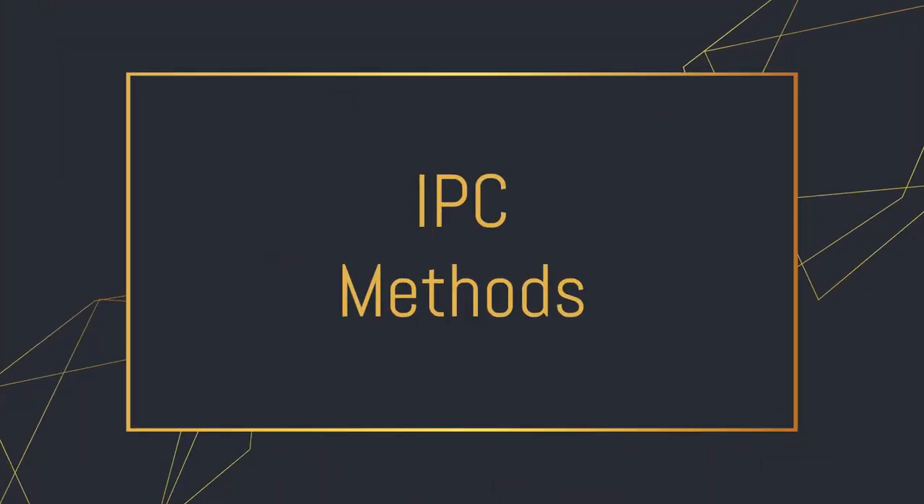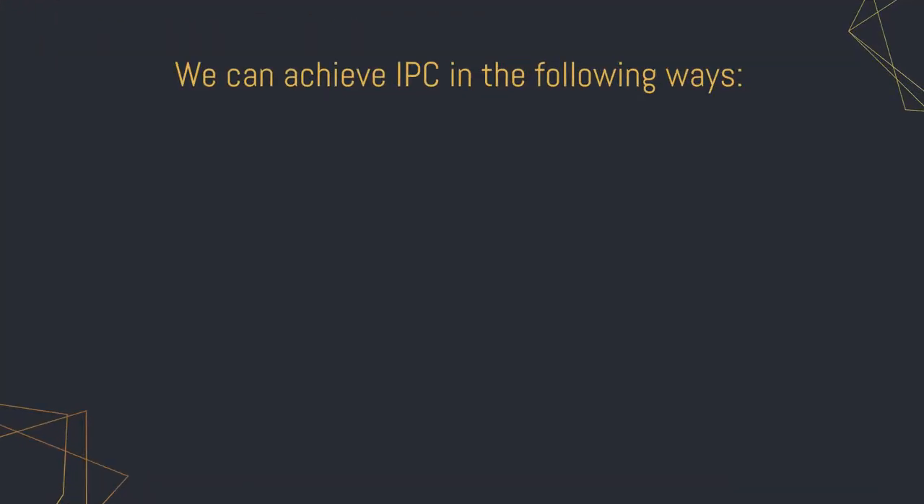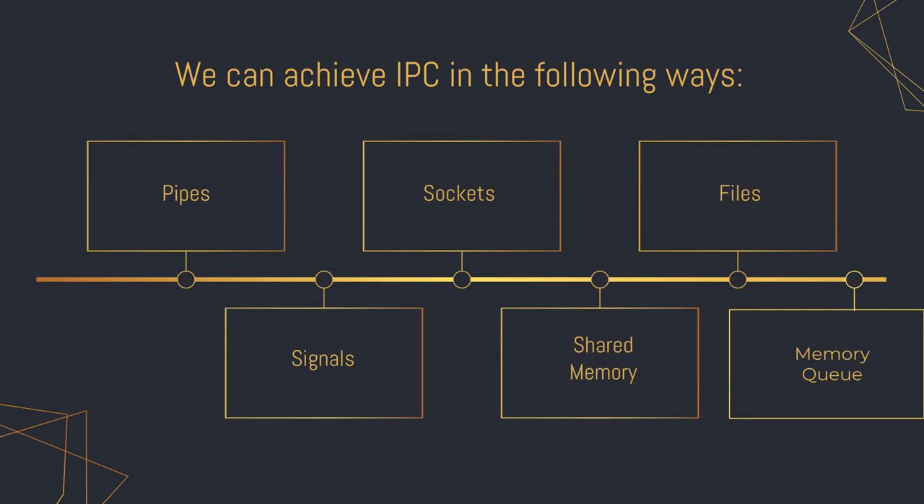Let's take a look at the inter-process communication methods. The main inter-process communication methods are pipes, sockets, files, signals, shared memory, and memory queue.